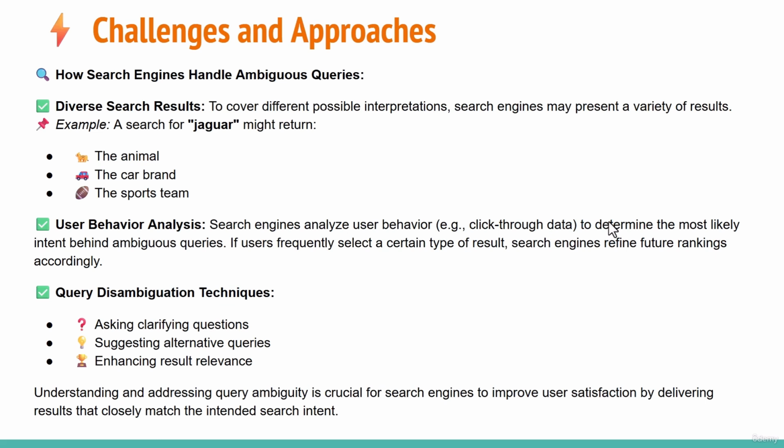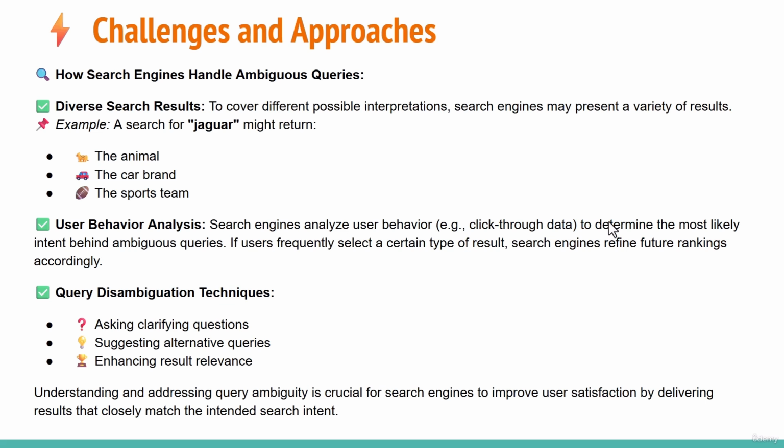Next, the search engine also looks at user behavior, like click-through data, so it can see what the intent of most people who search that query is. Based on how users click the results, the search engine prefers that type of search result. There are query disambiguation techniques. First is clarifying questions. Sometimes when we search for a word that is new to Google or misspelled, alternatives appear below.